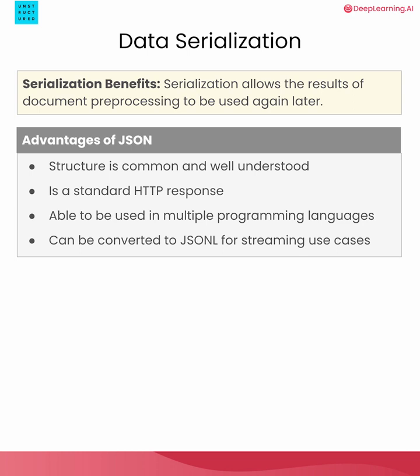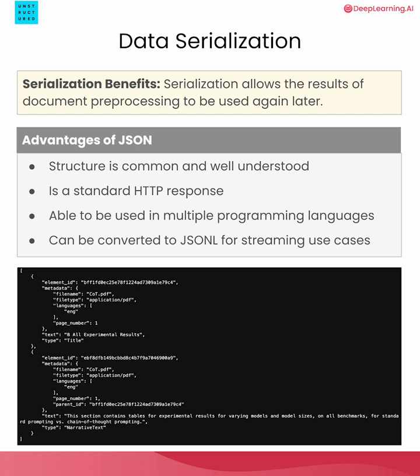First, it's a common and well understood structure. Second, it's a standard HTTP response. This will come into play when you're processing documents like PDFs and images that require model-based workloads that you'll run over an API. JSON can also be used in multiple programming languages. This is important because if you're building an application in JavaScript, you can pre-process your documents in Python, serialize the outputs to JSON, and then read those outputs into your JavaScript application. And finally, JSON can also be used for streaming use cases, for instance, by storing the documents as JSON-L. Here's an example of what the serialized outputs will look like when you pre-process the documents in this course.